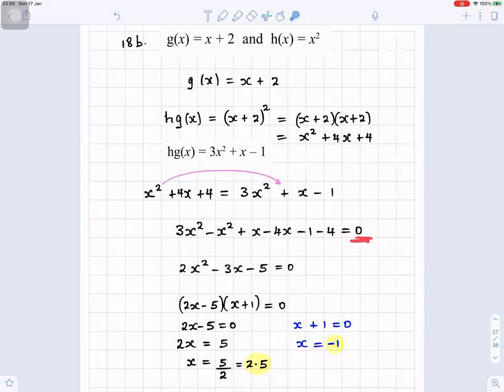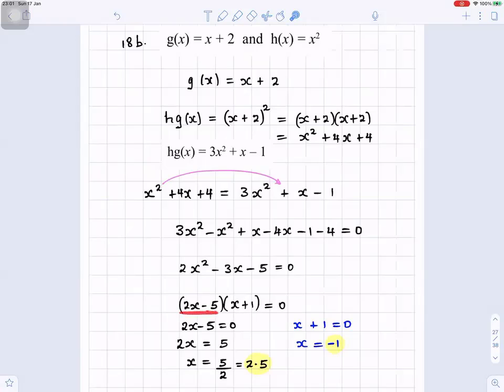So one of the sides is 0. So 3x squared minus x squared is 2x squared. X minus 4x is minus 3x. Minus 1 minus 4 is minus 5. Now you factorize this. You can use the quadratic formula, or you can use your calculator, the Casio calculator. And when you factorize, you get 2x minus 5, bracket x plus 1 equals 0.